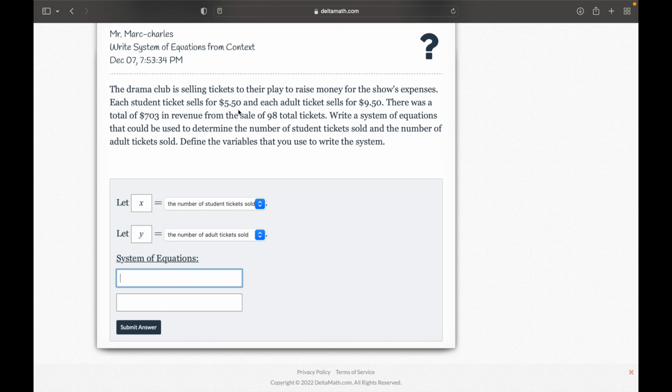So student tickets sell for $5.50. So $5.50x plus adult tickets is $9.50, $9.50y. What's the total amount that was made? There was a total of $703 in revenue. That's revenue meaning how much they made. So 703.